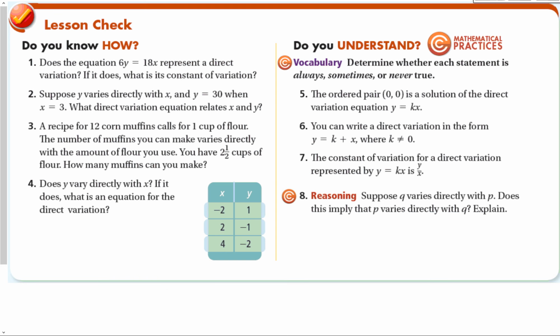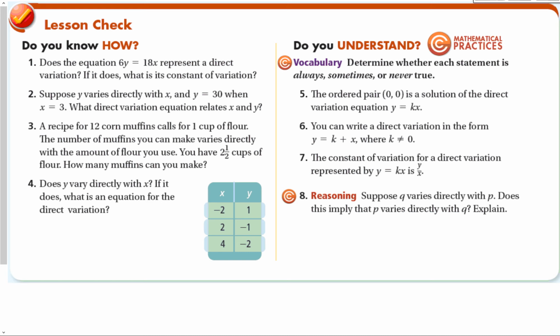Okay. A recipe for 12 corn muffins calls for 1 cup of flour. The number of muffins you can make varies directly. This is a really important thing. If you have these word problems, obviously this section is all about direct variation, so this is the way we're going to do the problem pretty much no matter what. But if you're taking some sort of test and you see these words, this is what it means. It means to use these techniques. So you want to look for something that says varies directly in order to use these tricks.